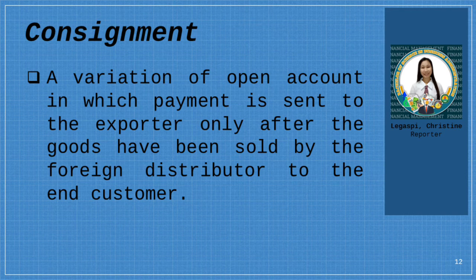Lastly, consignment. Consignment in international trade is a variation of open account in which payment is sent to the exporter only after the goods have been sold by the foreign distributor to the end customer. An international consignment transaction is based on a contractual arrangement in which the foreign distributor receives, manages, and sells the goods for the exporter who retains title to the goods until they are sold.